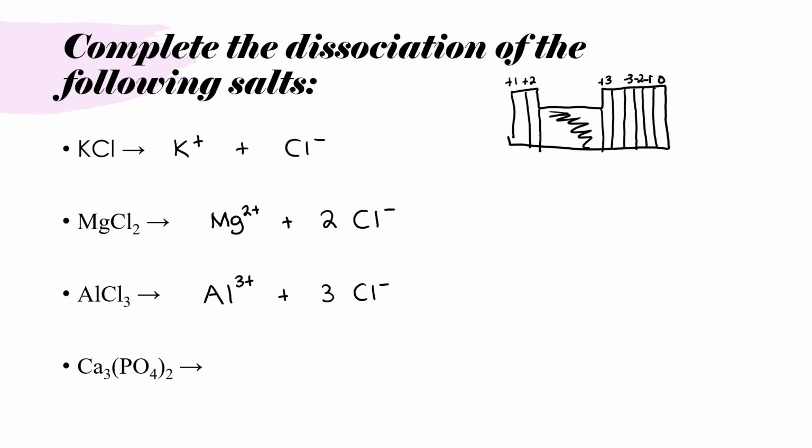And now we have a polyatomic. We can't split P and O up. We have to keep them together. So calcium is a positive 2 charge, and we have 3 of them. How did I get the 3? I got it by looking at the subscript. Now, looking at the PO4, that's the polyatomic ion, and it has a negative 3 charge, but there are 2 of those. So that's splitting them up into their respective ions, or dissociation.